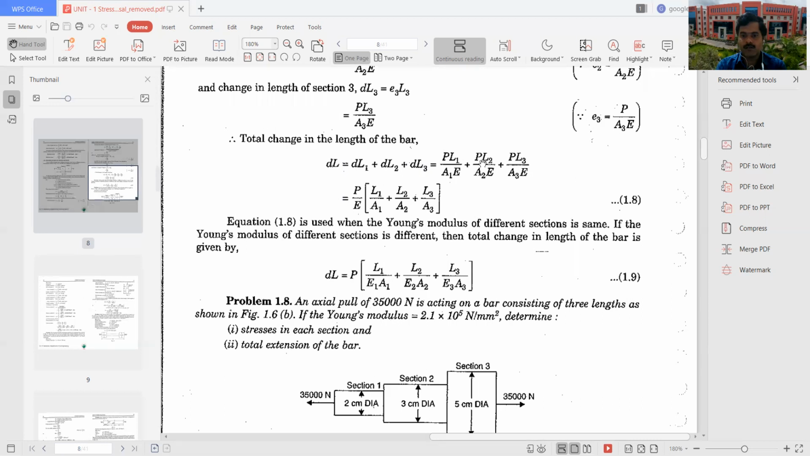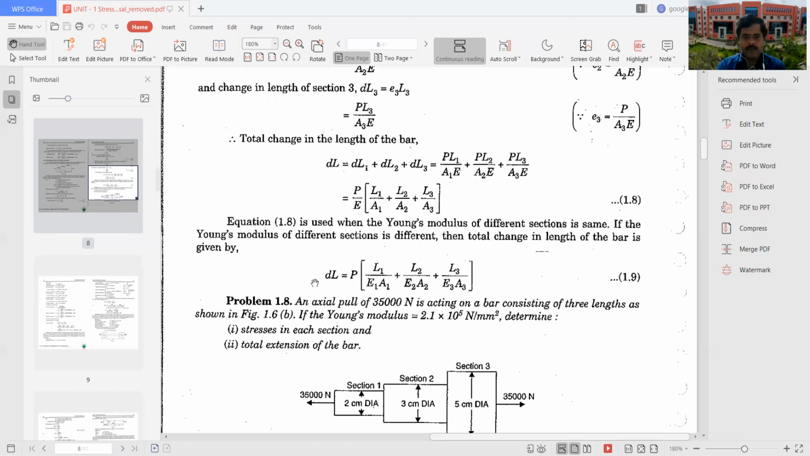For sections 1, 2 and 3, P and E are the same: the same axial load for all sections, and the same modulus of elasticity. It means, suppose steel, all the sections are steel; aluminum, all the sections are aluminum, made of the same material. So delta L is P by E into L1 by A1 plus L2 by A2 plus L3 by A3. This equation is used when the Young's modulus of the different sections is the same.